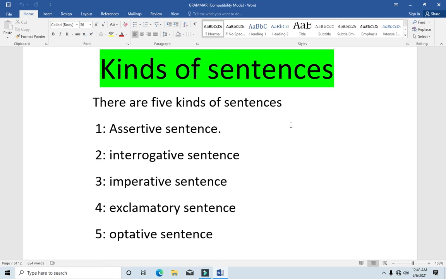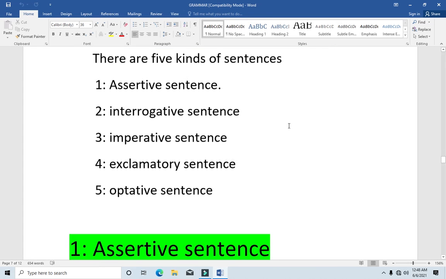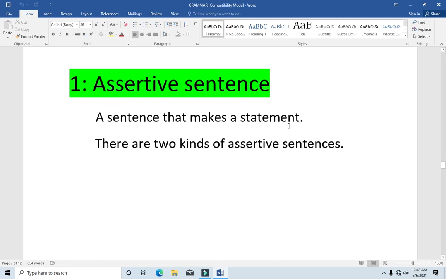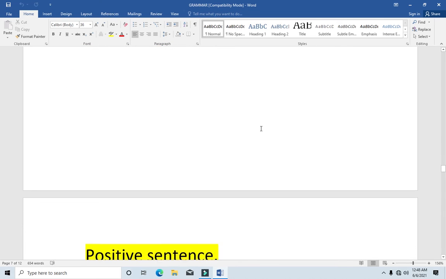So the other is kinds of sentences. There are five kinds of sentences. The first one is assertive sentence, the second is interrogative sentence, the third is imperative sentence, the fourth is exclamatory sentence, the fifth is optative sentence. So now we are going to discuss one by one. The first one is assertive sentence. Definition: a sentence that makes a statement is called assertive sentence.